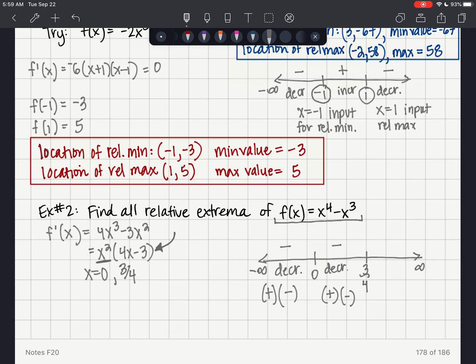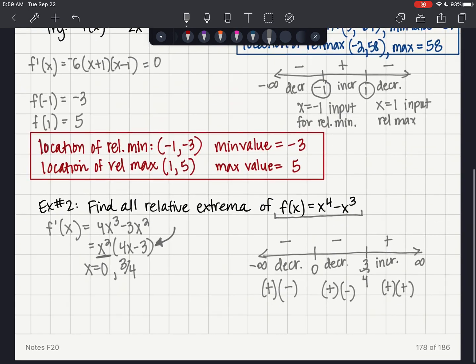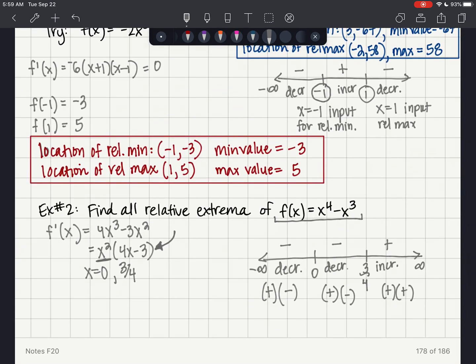Let's see what happens from 3/4 to infinity. Well, that's going to be a positive times a positive, which gives us an interval that is increasing. So what's happening at x equals 0? There is no relative max or min. However, when x is 3/4, going from decreasing to increasing, that's going to be a min.